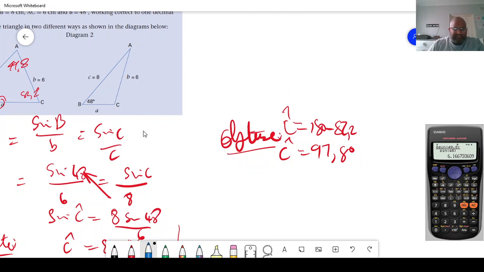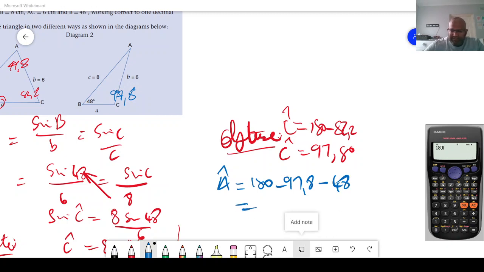So we have angle C here of 97.8. Now to calculate angle A, it's going to be 180 minus 97.8 minus 48 degrees. Let's put that in a calculator. So it's 180 minus 97.8 minus 48 degrees, which gives us an angle of 34.2 degrees, which is this angle here, 34.2.